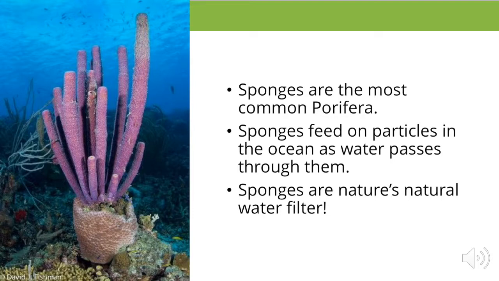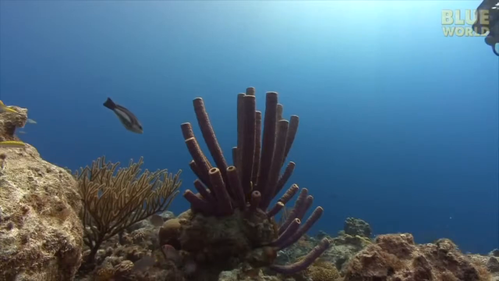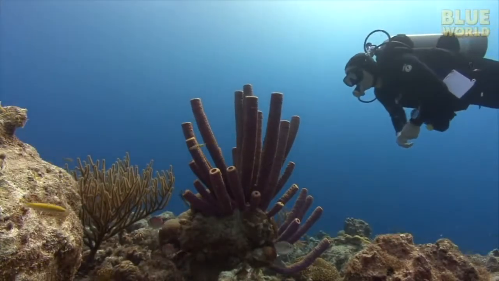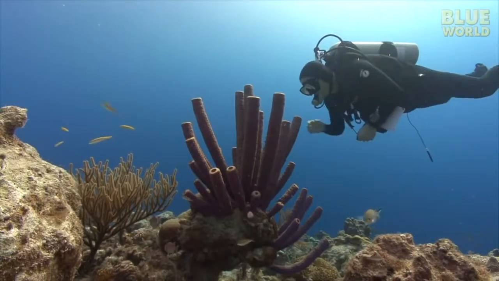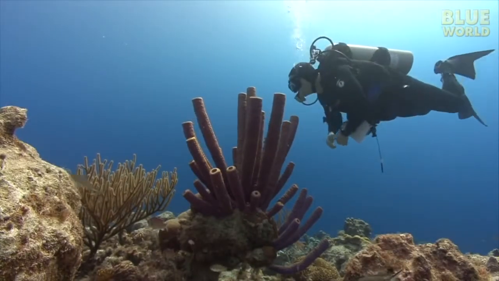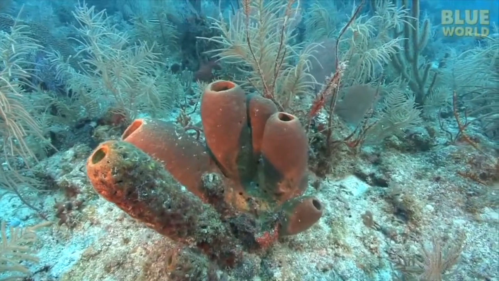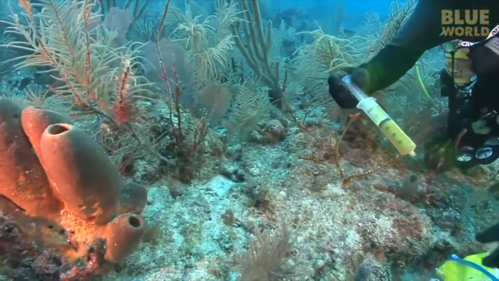And we're going to watch a little video now that I love that shows how water passes through a sponge. And imagine water passing through in tiny little pores on those sponges. Just like you have pores on your skin, these sponges have pores on their bodies too that the water passes through, and it grabs these little particles of bacteria and food that it uses to eat.